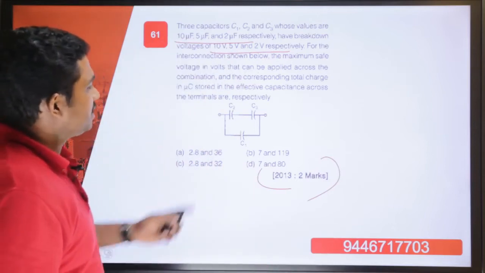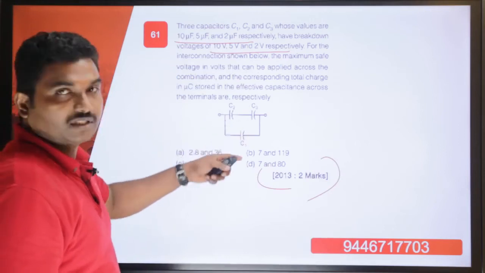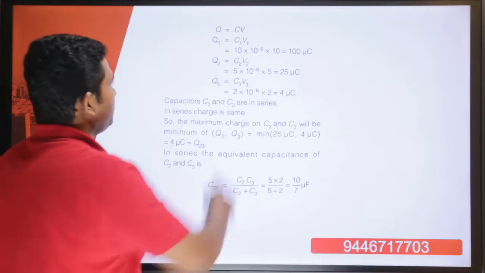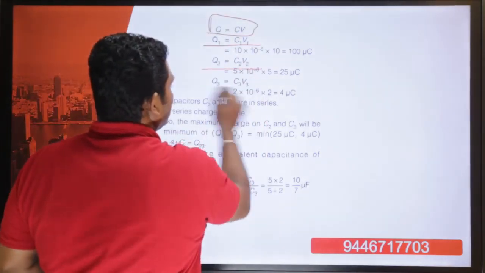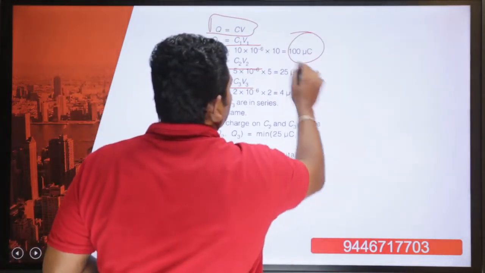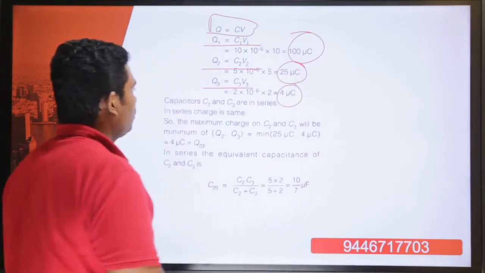So we have 3 capacitors C1, C2 and C3. C1 is connected across C2 and C3. C2 and C3 are in series. Now Q is equal to CV. So similarly Q1 is equal to C1 V1, Q2 is equal to C2 V2, Q3 is equal to C3 V3, and substituting the values we will get 100 microcoulomb, 25 microcoulomb and 4 microcoulomb.